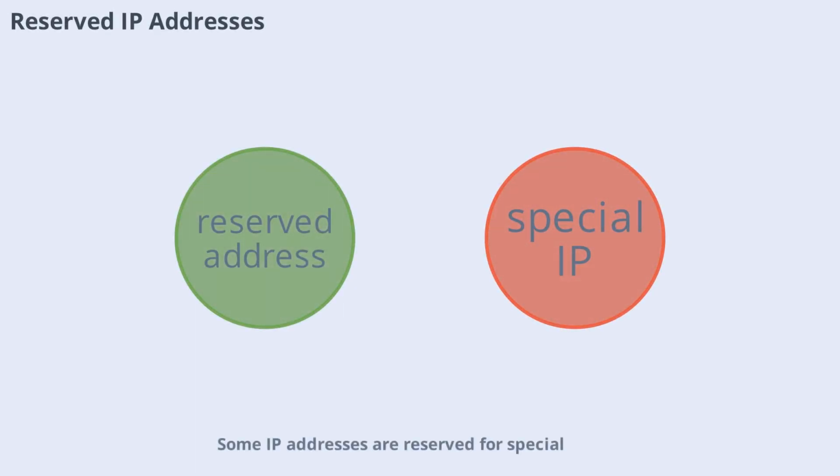Some IP addresses are reserved for special purposes and can't be used for regular devices. For example, addresses like 0.0.0.0 and 255.255.255.255 have specific roles in networking. These reserved addresses help manage network operations and ensure smooth communication between devices and networks.